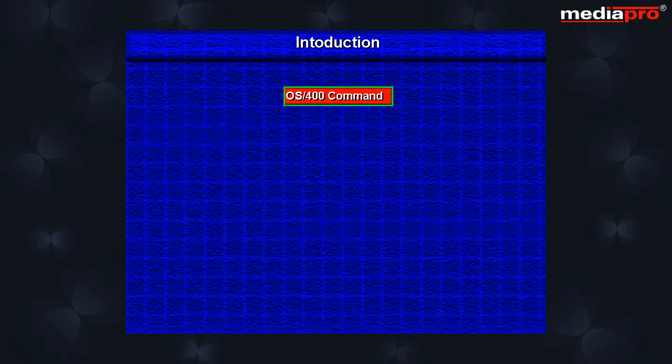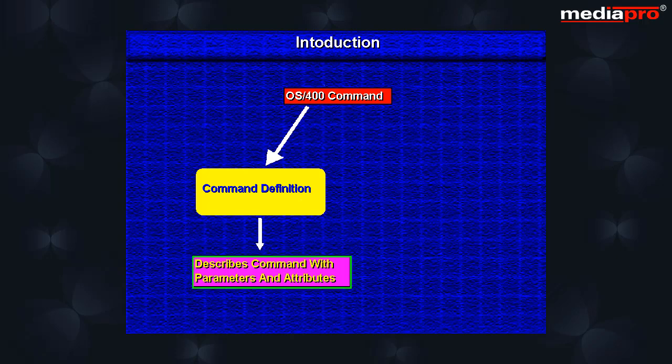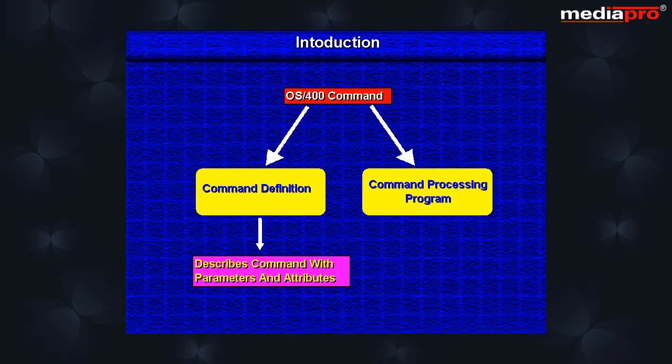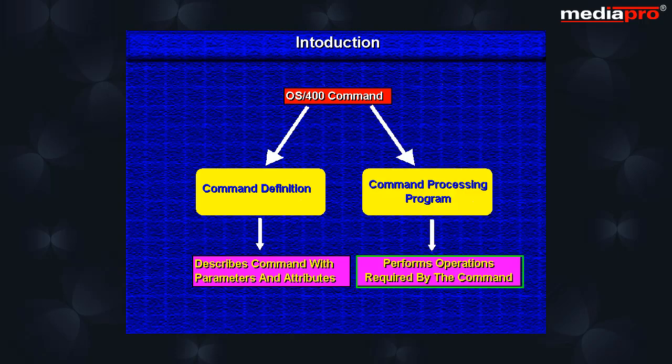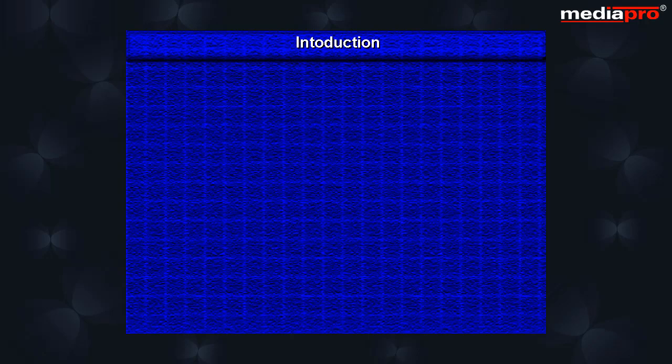An OS 400 command is made up of two objects: a command definition that describes the command along with the parameters and their attributes. The second part is the command processing program that performs the actual operations required by the command. Let us look at the command definition first.